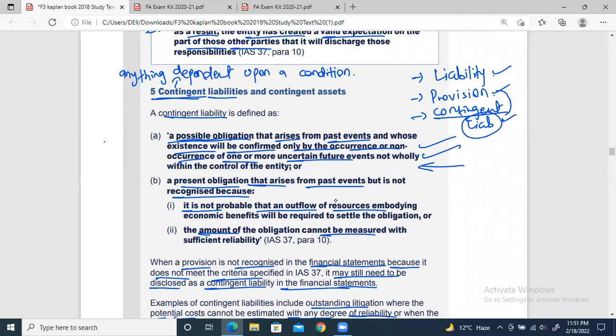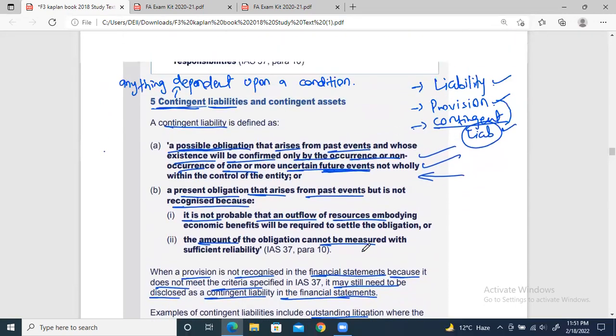So again, the thing over here is future events. It might depend on events. There is no word over here such as we don't know the timing or amount. That was actually a provision. But contingent means that it will depend on certain future events. Okay, so this was contingent liability.